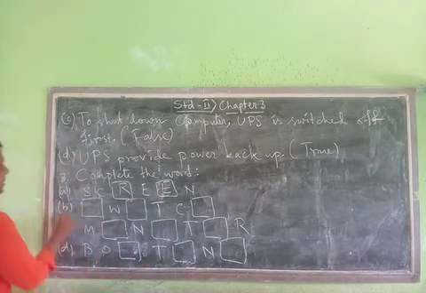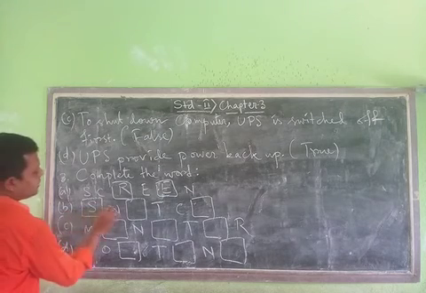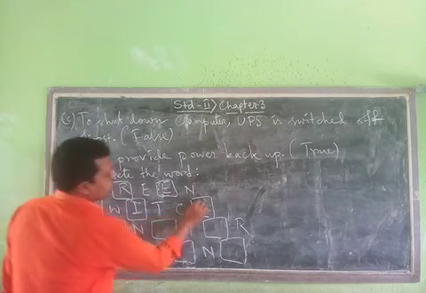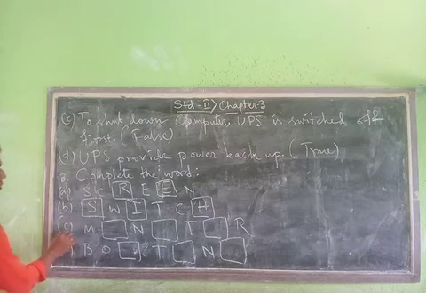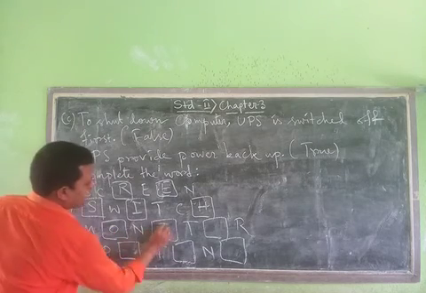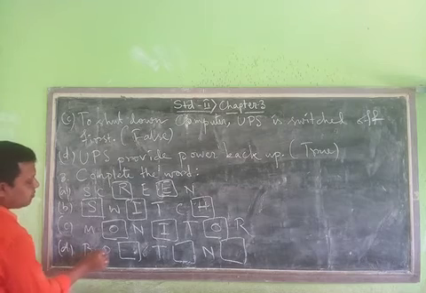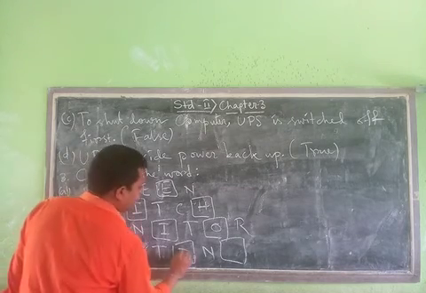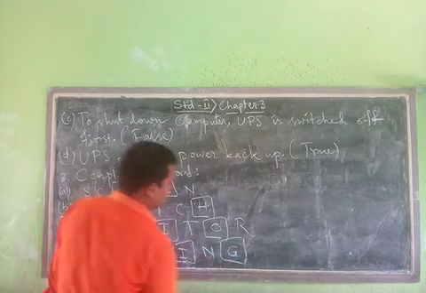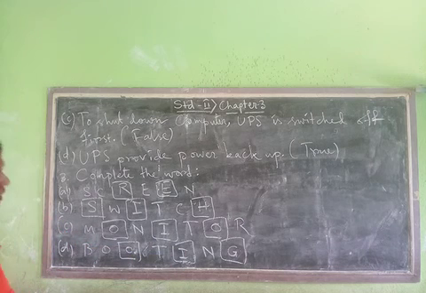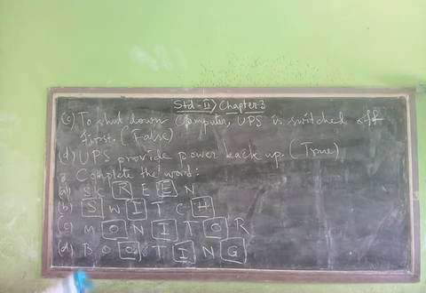It is screen. Number B is switch. Number C is monitor. Number D is booting.